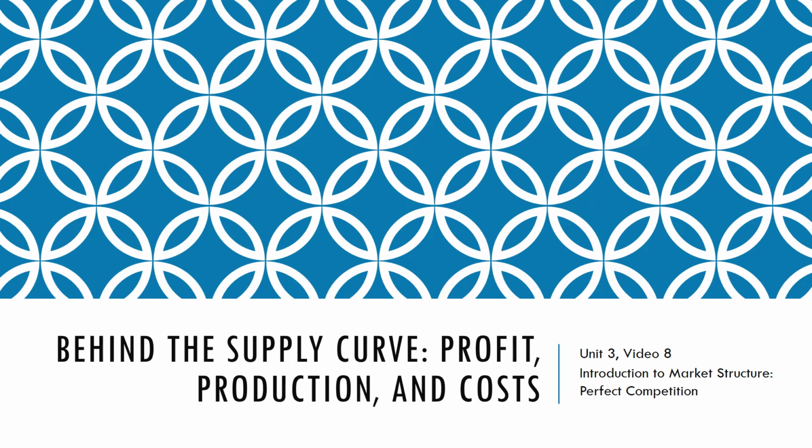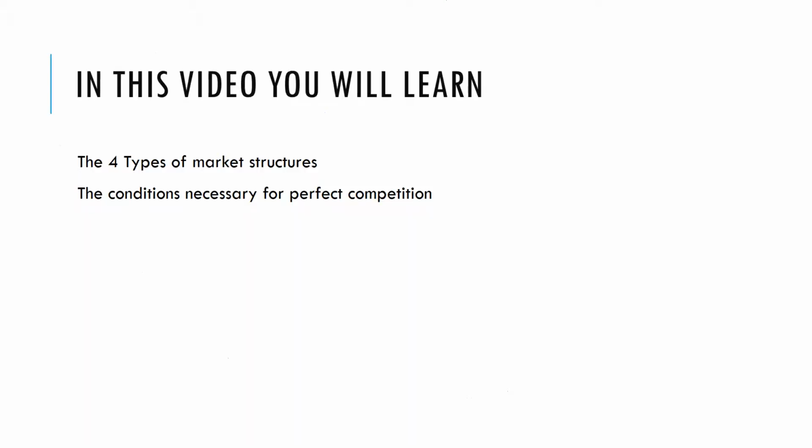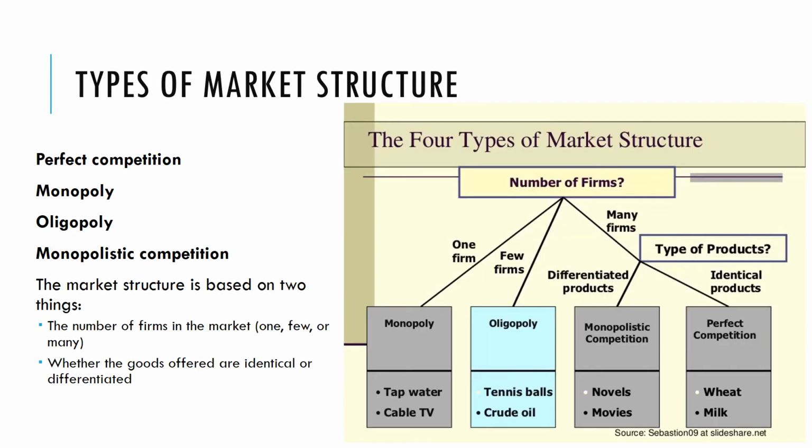Alright, welcome. In this video we're going to introduce everybody to market structures, specifically perfect competition. We will learn the four types of market structures, and really we're going to focus on perfect competition. The four types are perfect competition, monopoly, oligopoly, and monopolistic competition.